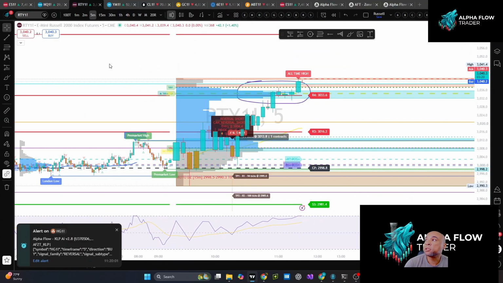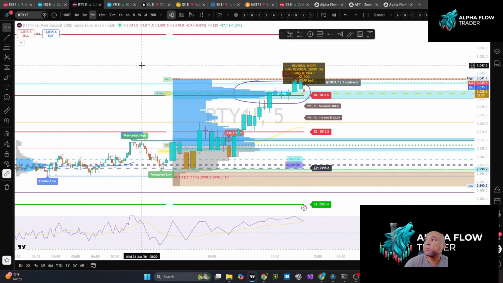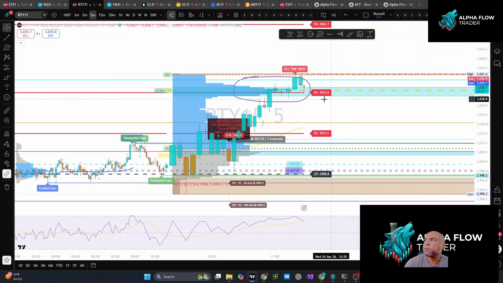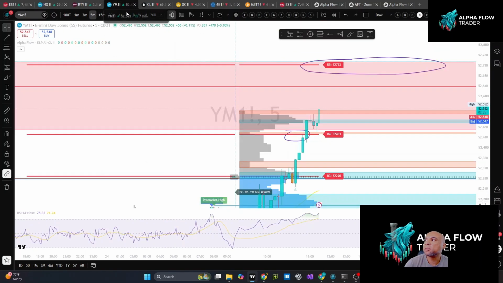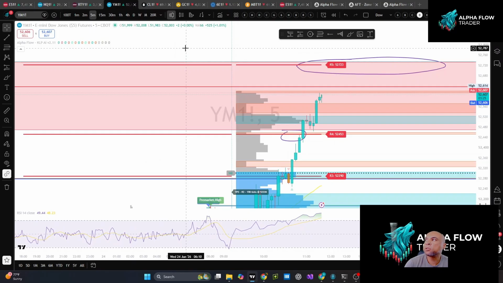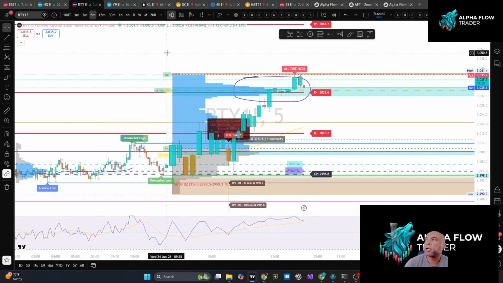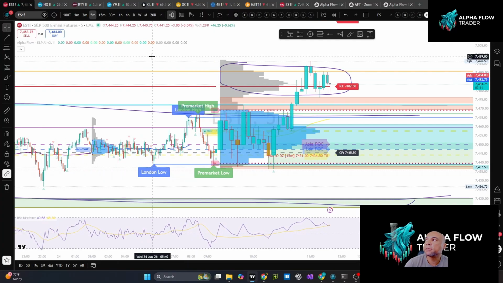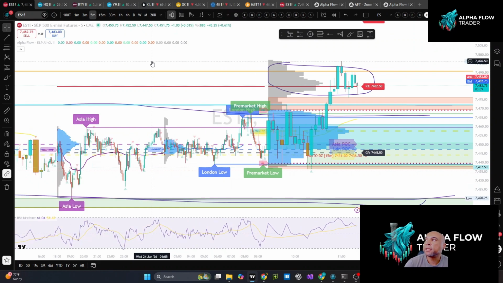Was also watching Russell as well. Russell has made all-time highs. And so we're looking for a reversal on Russell, ES, as well as Dow. I was monitoring Dow, but not too interested in it unless it gets to R5. So what I will do is sit here and just monitor Russell and ES.